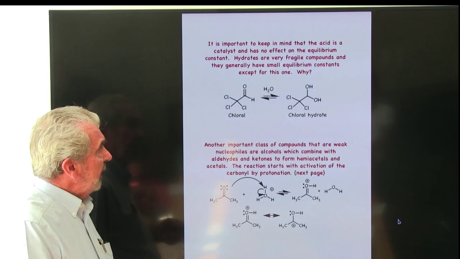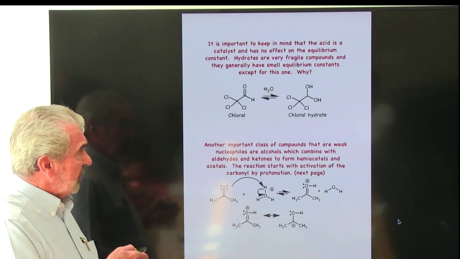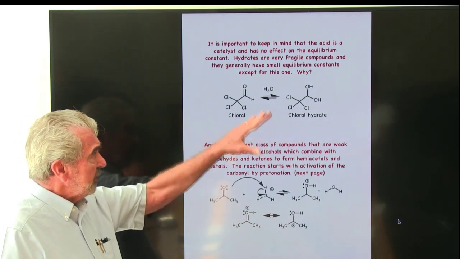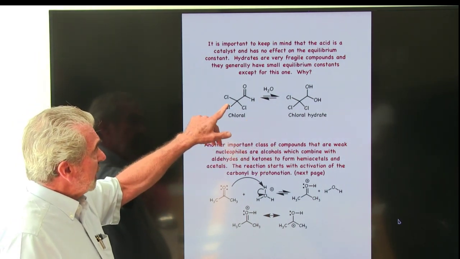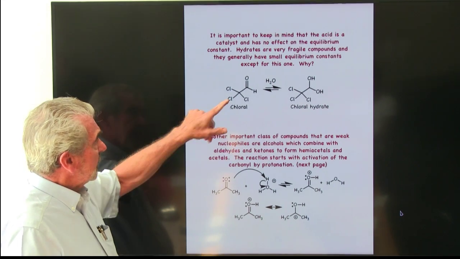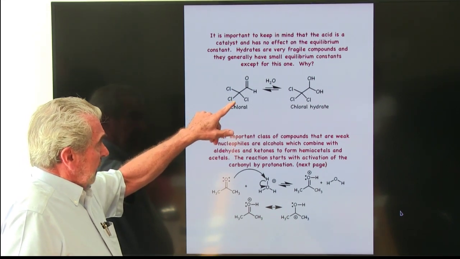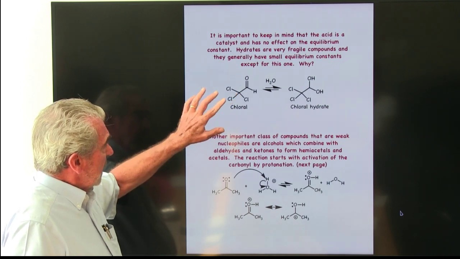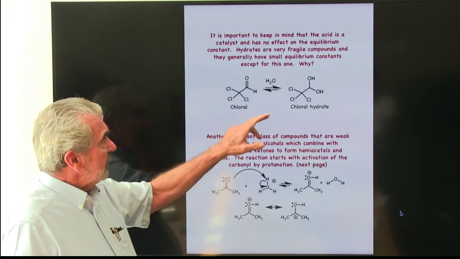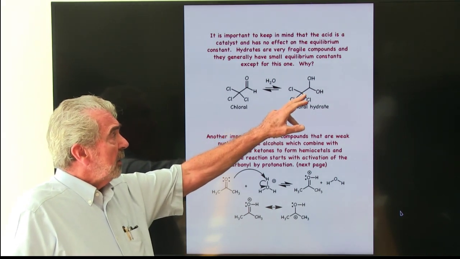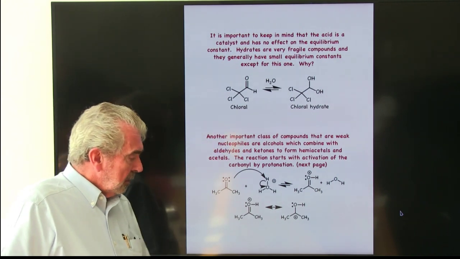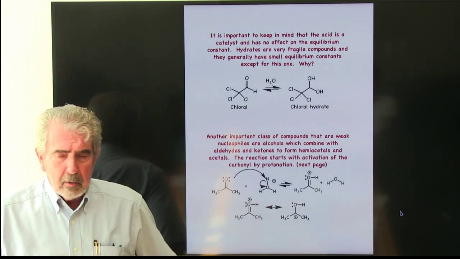Now we said that these hydrates are generally pretty fragile compounds. They break down very easily. This is an exception. This is a compound called chloral. It's ethanal, where 3 of the hydrogens have been replaced by chlorine, and it turns out that this will be just about 100% converted into the hydrate. Why would that be, Toby?